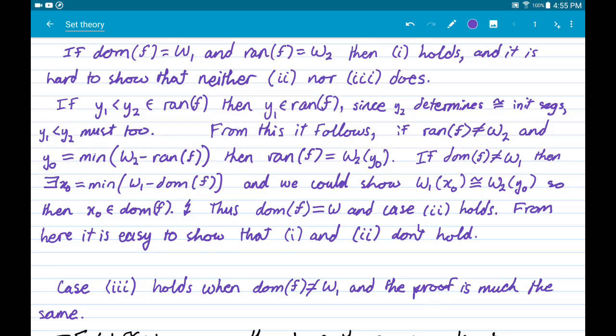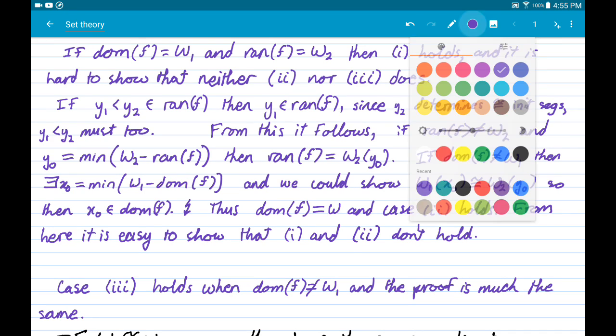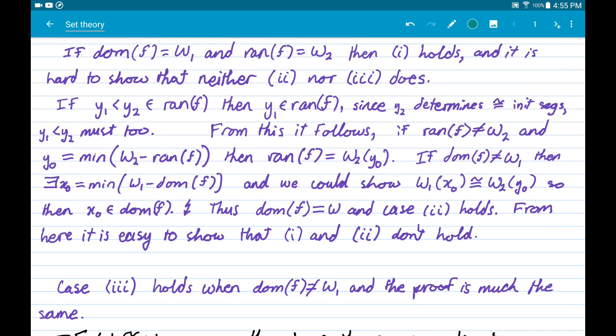Alright, it'll come as no big surprise that we will run this proof down by cases. So, in the first case, suppose that the domain of f is w1, the range is w2. Obviously, we now have a one-to-one order-preserving function from w1 to w2, one-to-one and onto, so that's an isomorphism. Case 1 holds.